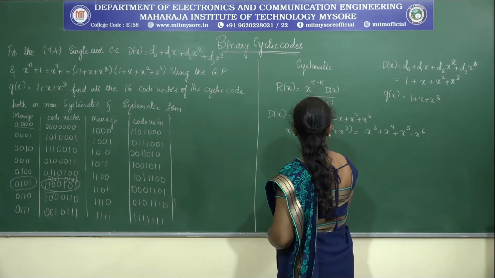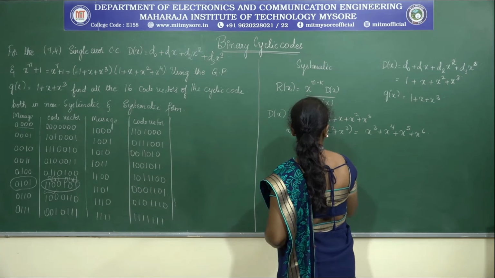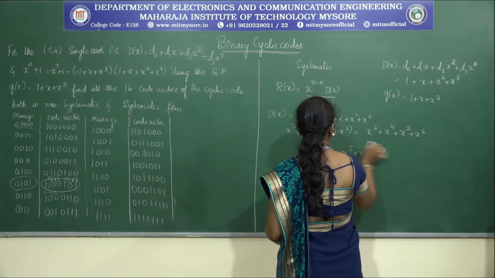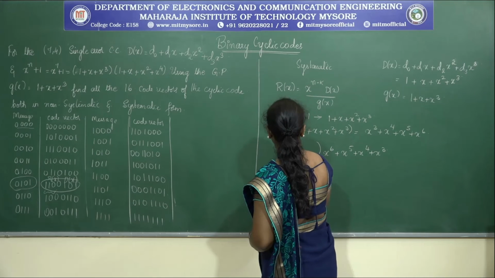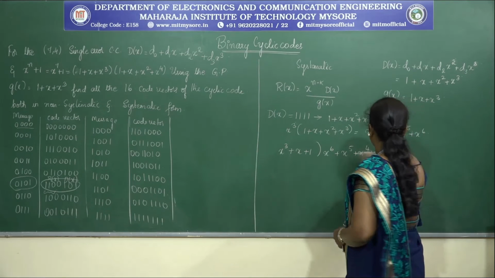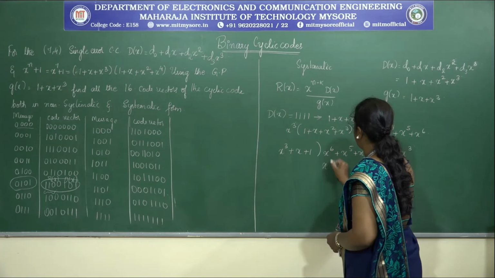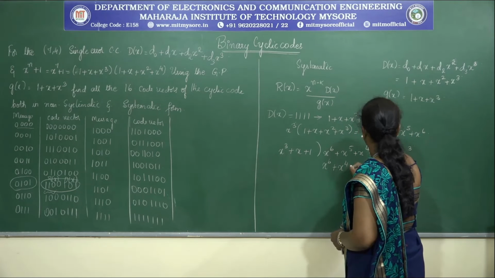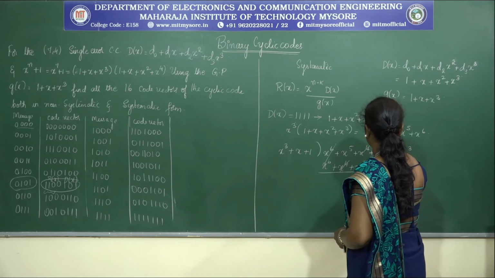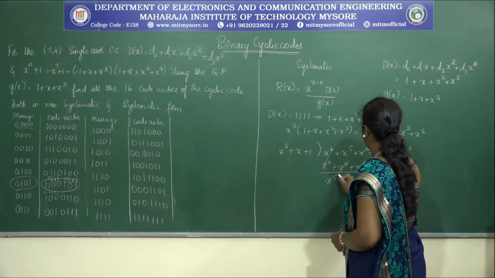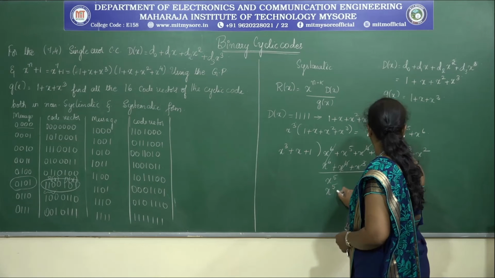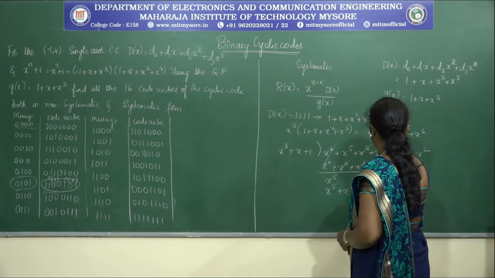So divide by g of x. So the highest coefficient is x power 6, 5, 4, 3. So divide it by x power 3 plus x plus 1. So it is x to the power of 3. So it will be x power 6 plus x4 plus x3. So these two will get cancelled. So this gets cancelled. So you are left with x power 5 plus x square. So it is x to the power of 5 plus x3 plus x square.